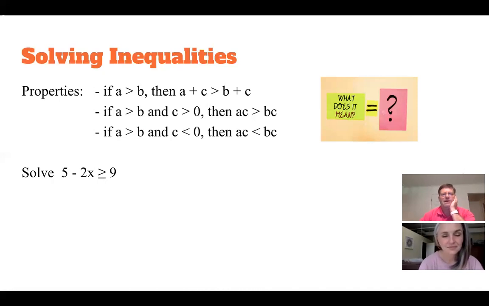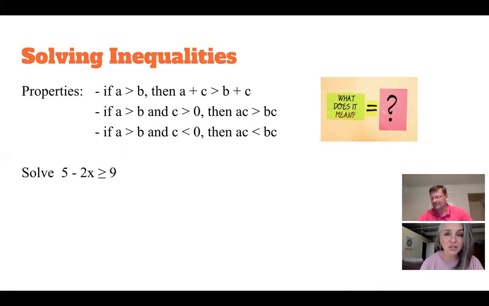So if A is greater than B, then A plus C is greater than B plus C. And if A is greater than B and C is greater than 0, then AC is greater than BC. And if A is greater than B and C is less than 0, then AC is less than BC. I should have actually had the other cases where the inequalities are reversed. Miss Young, tell them what this means.